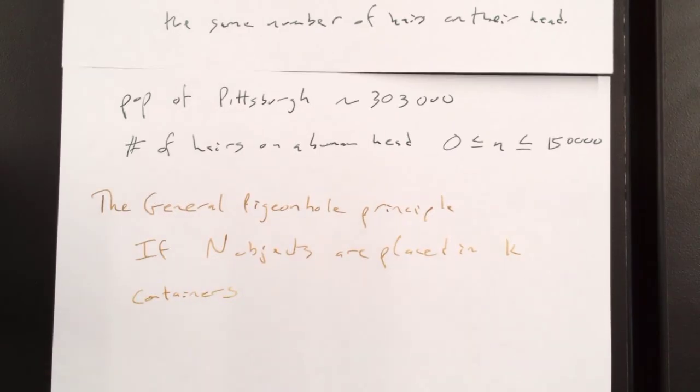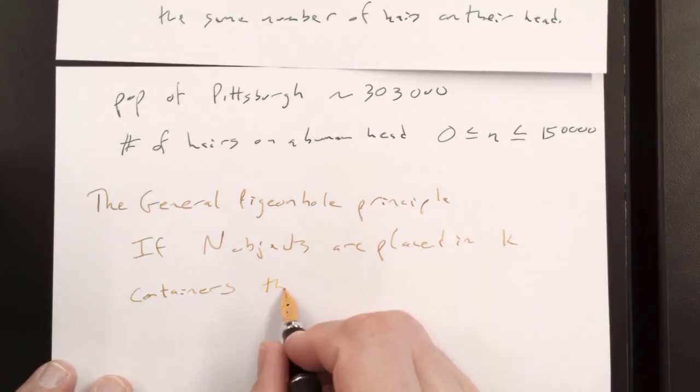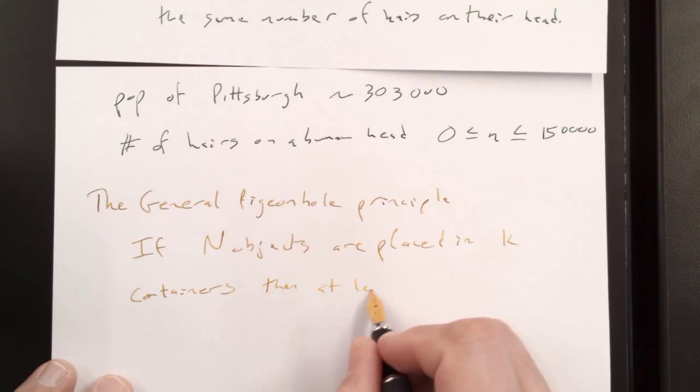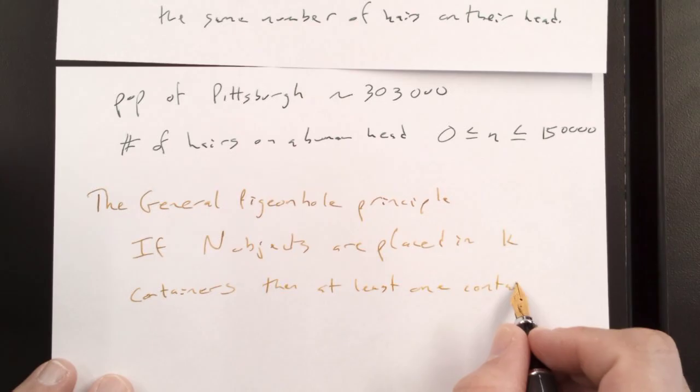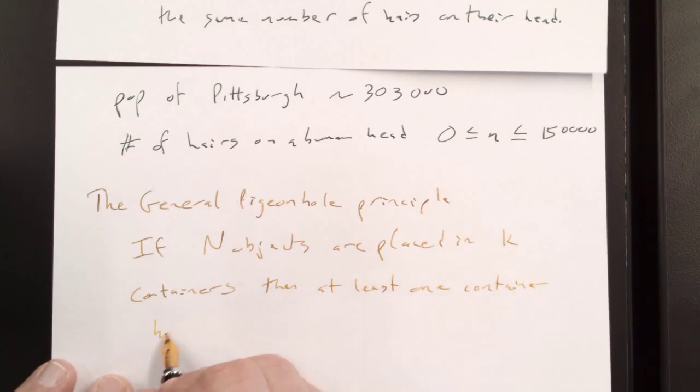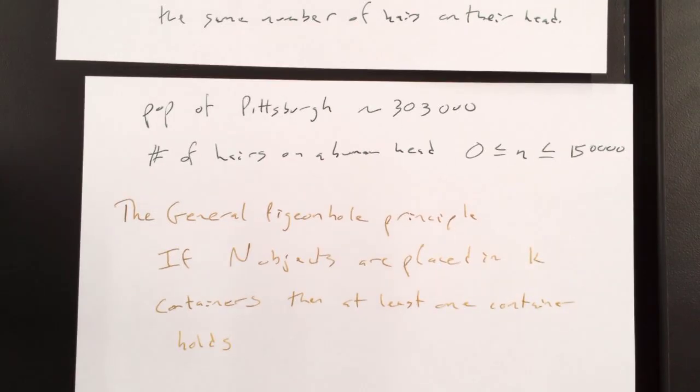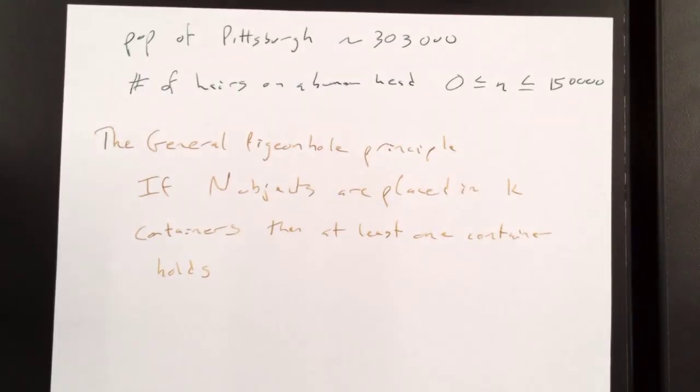So let's up our numbers. Instead of just K plus 1, I'm going to make it N objects. So how many would be in my overflow container?